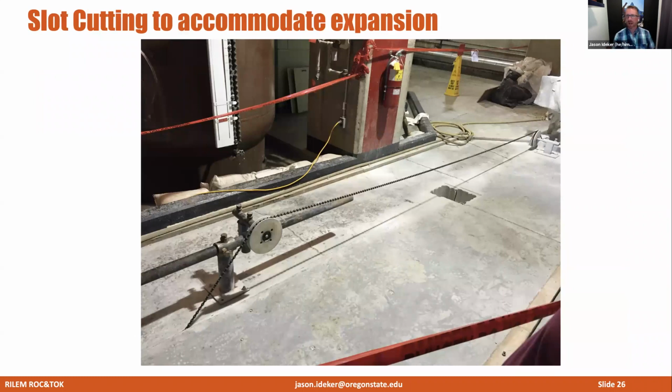This is an image of some of the slot cutting that was happening when I visited the dam. I think this was in about 2015. And you can see these nodules along that wire are actually coated with diamond, and they literally will slice through different parts of the dam. They use a finite element model and their monitoring of expansion to determine where the highest stresses are and where they need to do slot cutting every year.